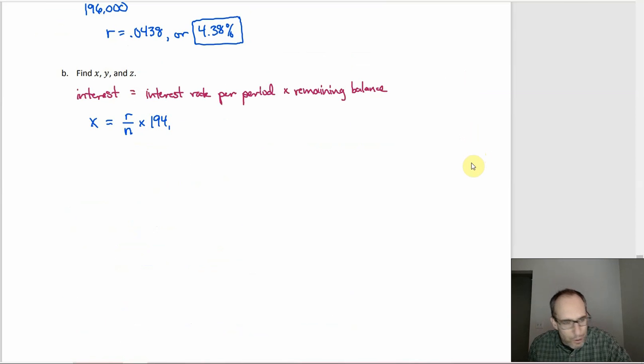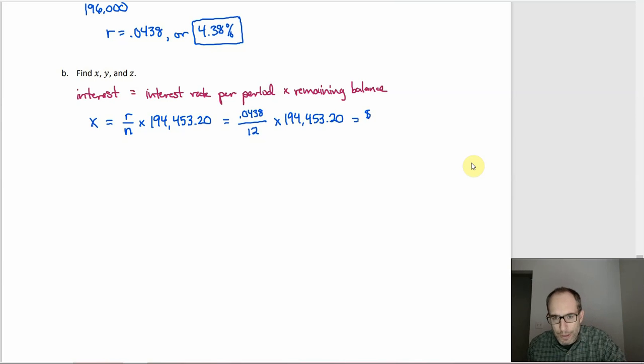$194,453.20. But then we know what R and N are, since R is 0.0438, right? So we can say, well, then this will be 0.0438 over 12 times 194,453.20. And then that's going to be 709.75 when you multiply that out. All right, so there's our X.